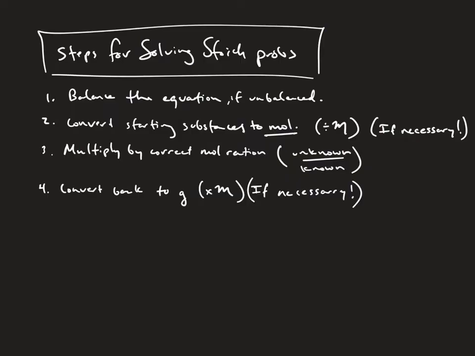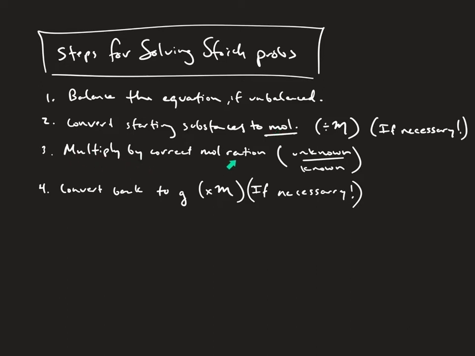Okay, so steps for solving stoichiometry problems. Step 1, if the equation is not balanced, it needs to be balanced. If it's not balanced, there's no way you can get this correct. So that's the first thing you've got to do, and hopefully you are good at that at this point. Number 2 is convert the starting substance to moles, if it's necessary. Sometimes, like the last problem, it's already in moles, so you don't have to convert. But if it gives you a starting substance in grams, you have to divide by the molar mass of that starting substance. Do that, and you get the number in moles.